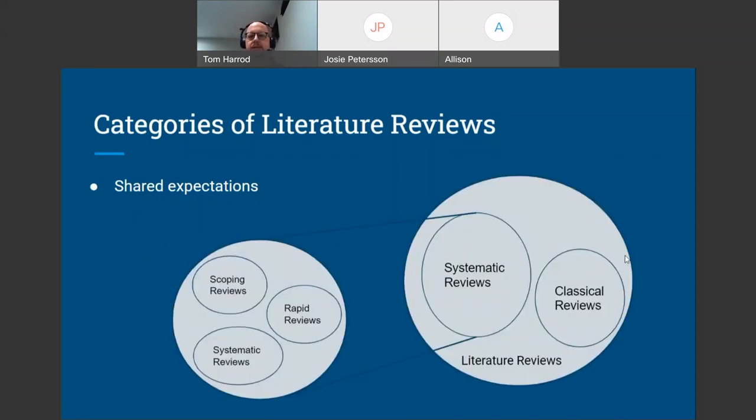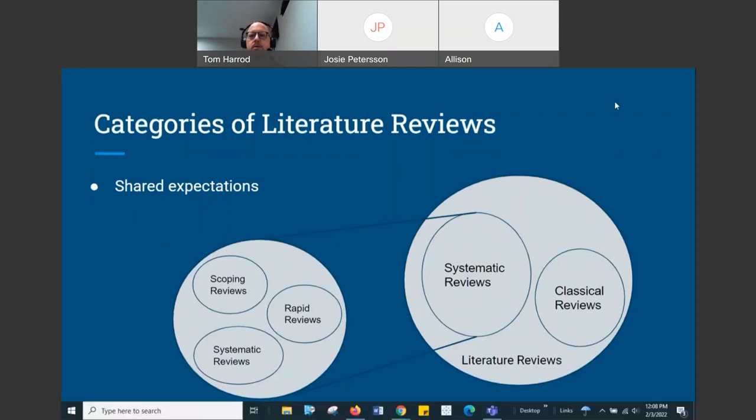So the way I break it down, there is the broad world of literature reviews, and I break that down into two main categories: the classical or narrative reviews, and then systematic reviews. The classical or narrative review has been published for a long time. This is where an expert reads a number of articles on a topic, summarizes their meaning, and writes a review article.